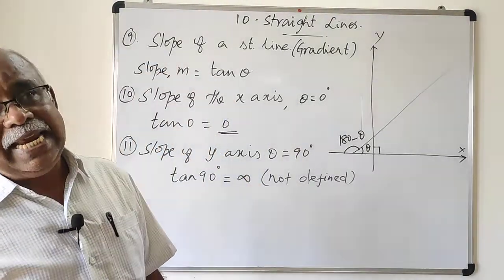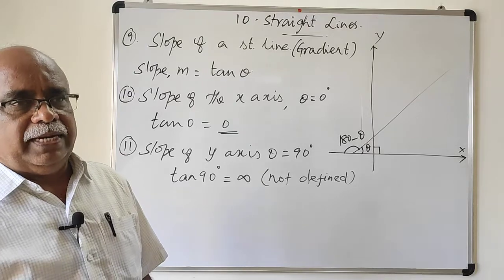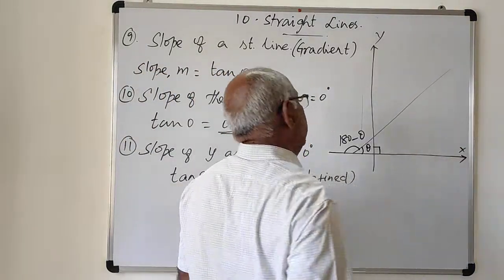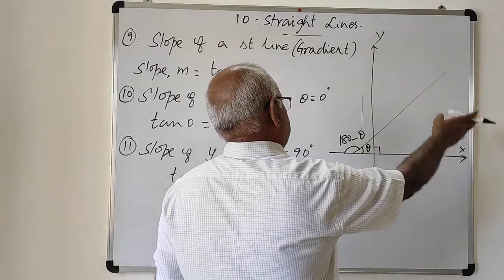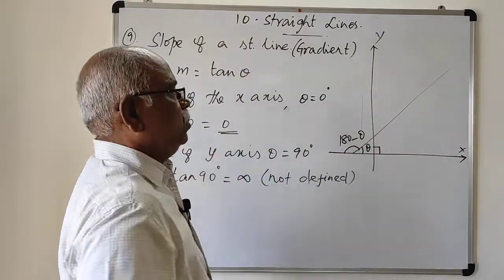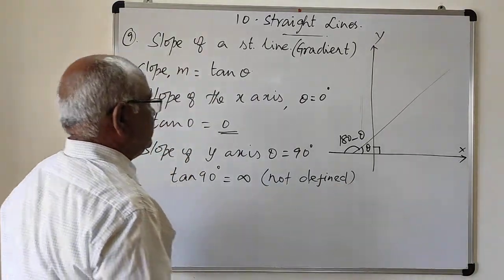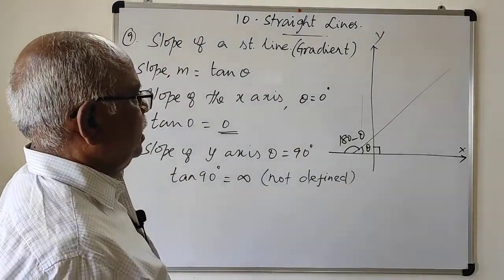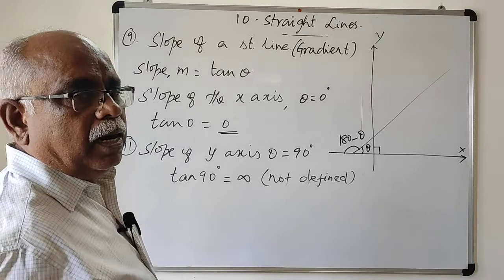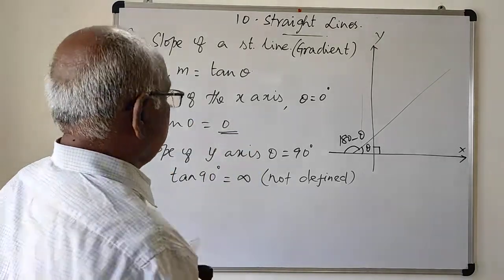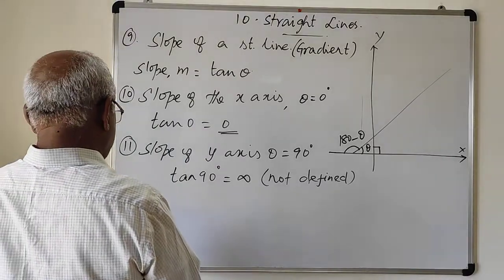Slope of any line is the tan value of the angle made by the line with the positive direction of the x-axis. Slope of the x-axis is tan 0, which is 0. Slope of the y-axis is tan 90, which is not defined. Next, I am going to find out the slope of a line joining 2 given points. That's our next result.